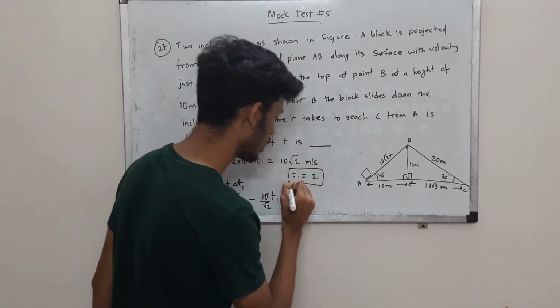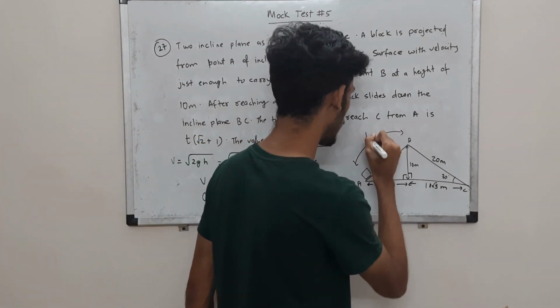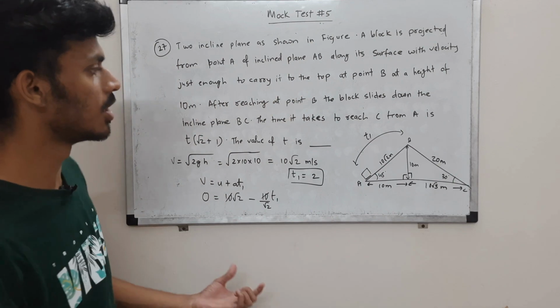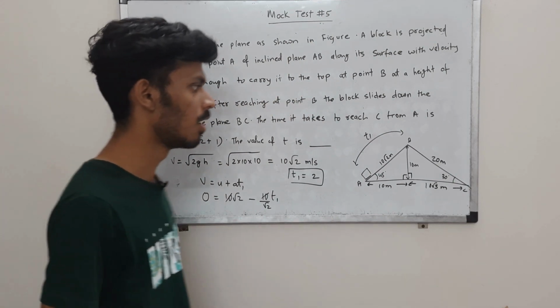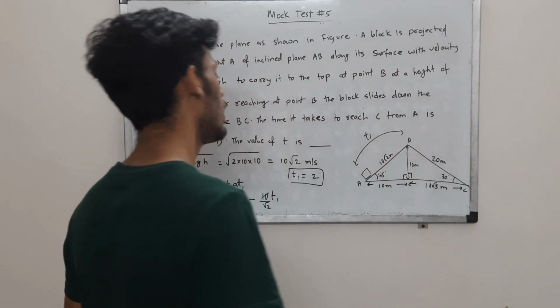So t1 is 2. Okay, so one part of part 1 is done, we found the time for the journey from A to B. Now we need to find the time for the journey BC. How can we do that?